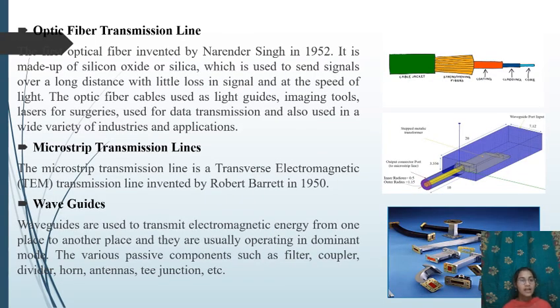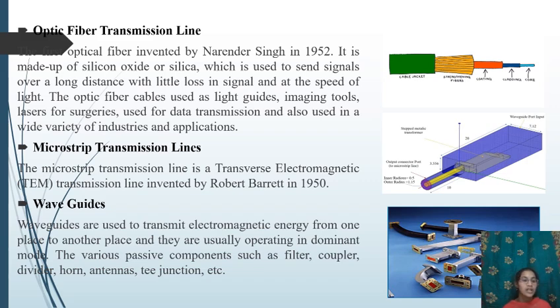Optical fiber transmission lines. The first optical fiber was invented by Narendra Singh in 1952. It is made up of silicon oxide or silica, which is used to send signals over long distances with little loss in signal and at the speed of light. The optical fiber cables are used as light guides. Imaging tools, lasers, and surgeries are used for data transmission and also used in a wide variety of industries and applications.